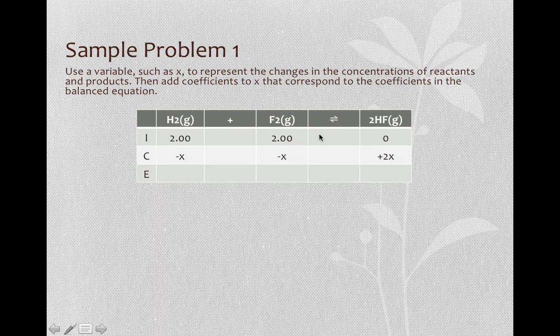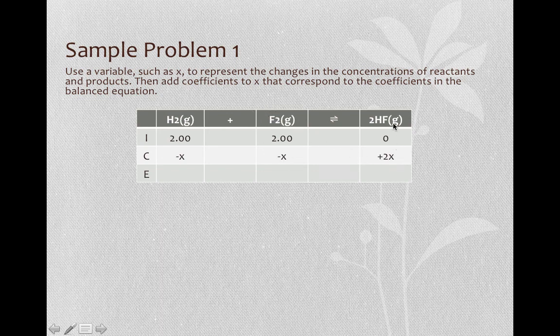For us, we're going to choose a variable, and that variable is going to be x. So the concentration of H2 is going to change by minus x, minus some variable in moles per liter. It's minus 1x because the coefficient in front of H2 is 1. If we're looking at F2, its concentration is also going to change by minus 1x because the coefficient in front is 1.